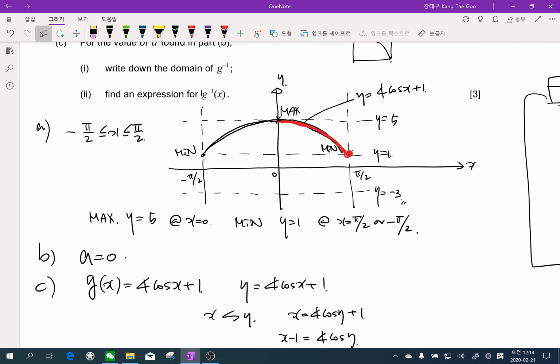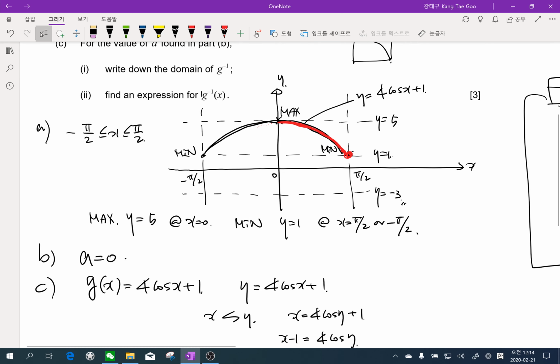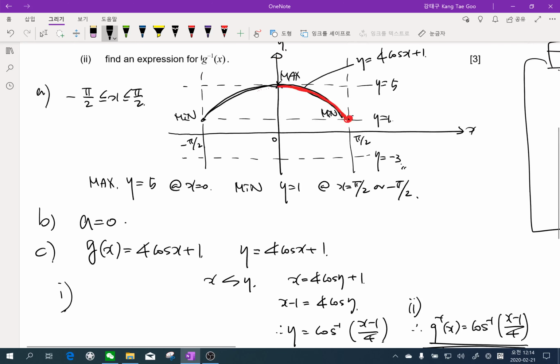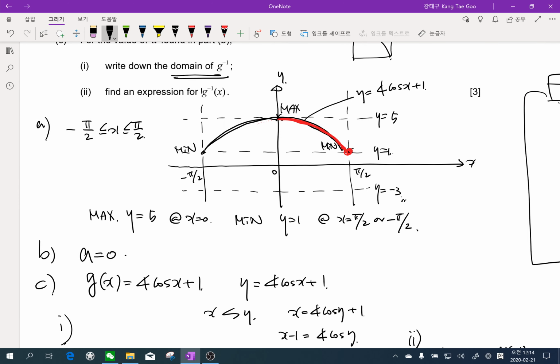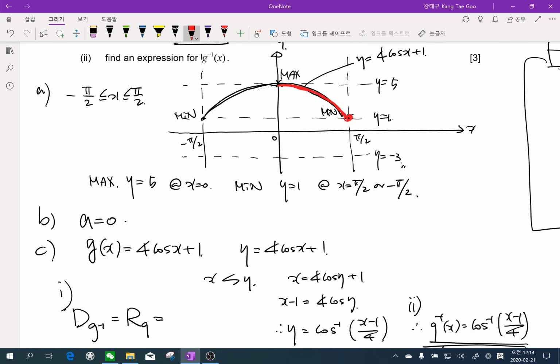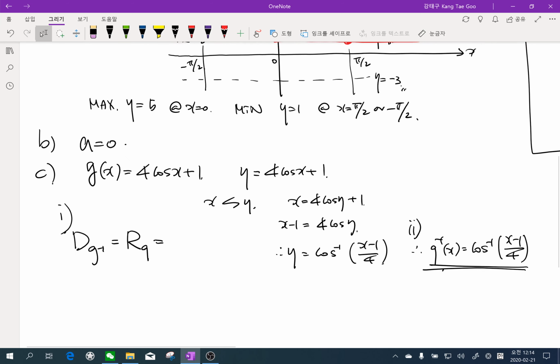Write down the domain of g inverse. Find an expression for g inverse, and this is the answer for number 2. Answer for number 1: what is the domain of g inverse? The domain of g inverse is the same as the range of g, which is from here to there, right? So 1 to 5. That's how we can write the answer: x is from 1 to 5.